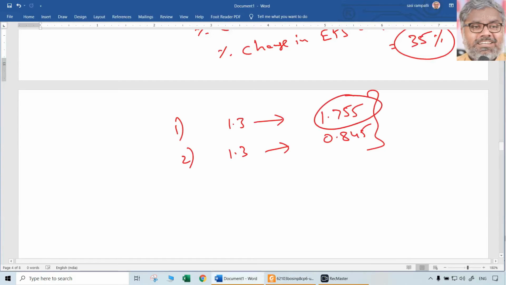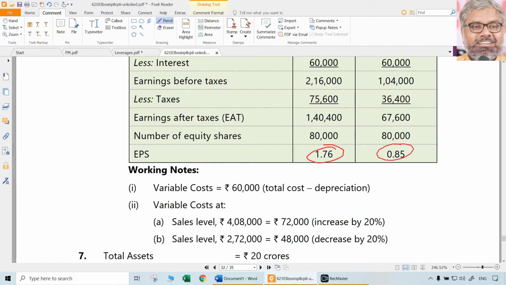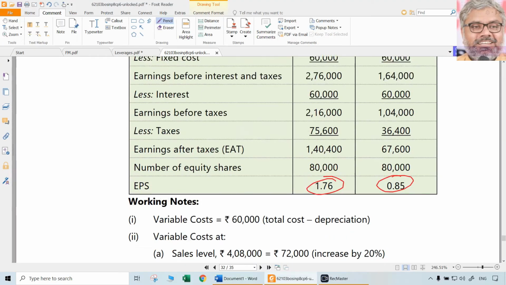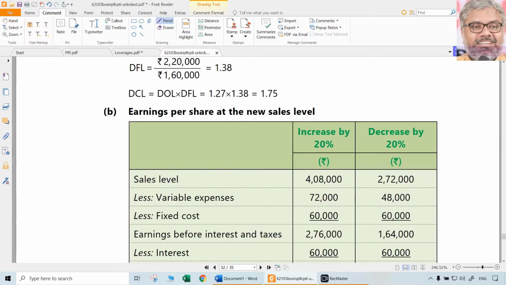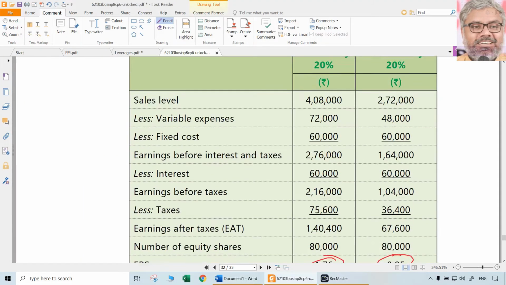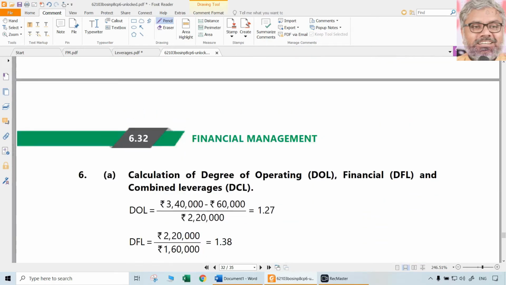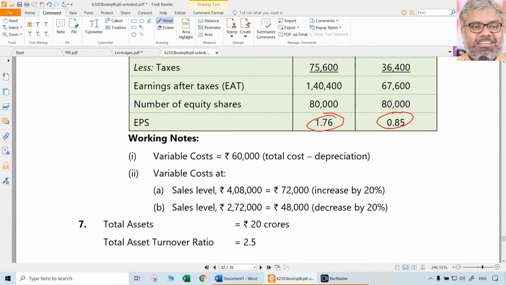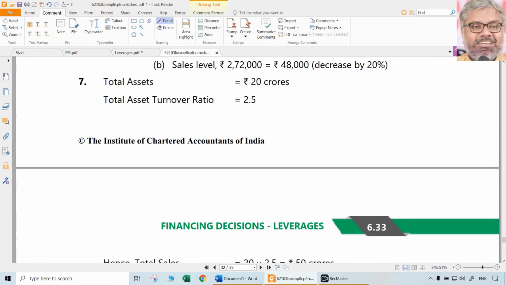First case, when sales increase, 1.76 or 1.755. The second case, 1.85 or 1.845. Whatever the way it may be. Once again, here we have used a formula. The answer has used a statement. Either way we should be able to do it. That is why we are doing it other than what has been already shown in the ICA material. Either way it can be done. The answer should be the same.